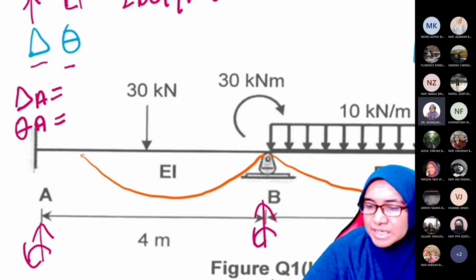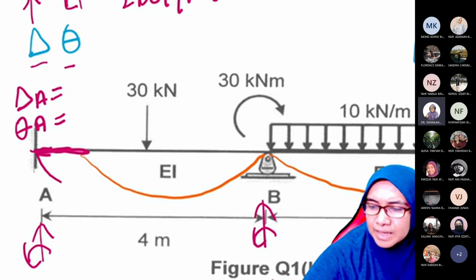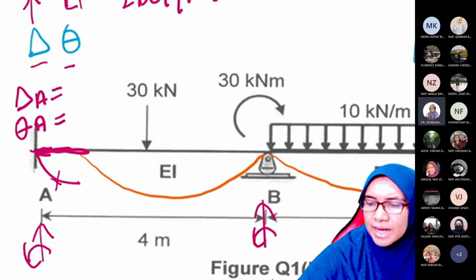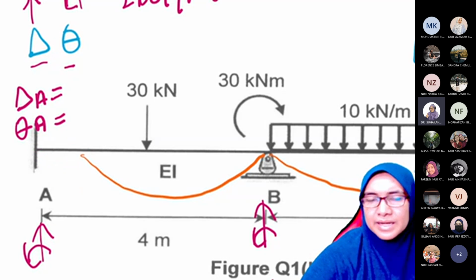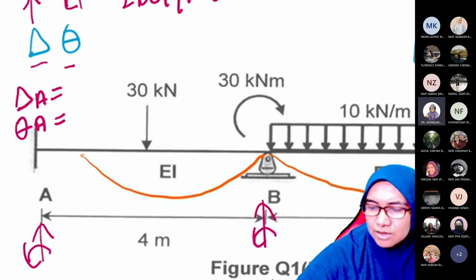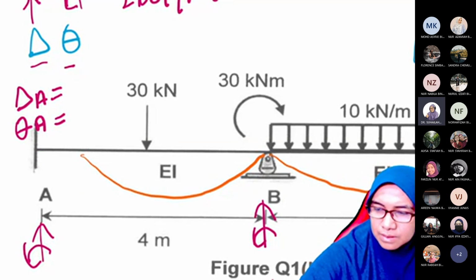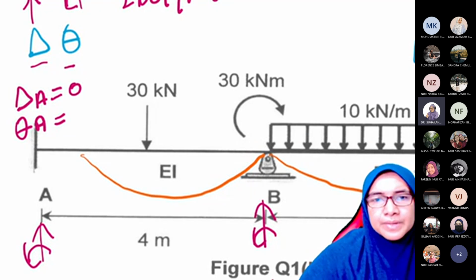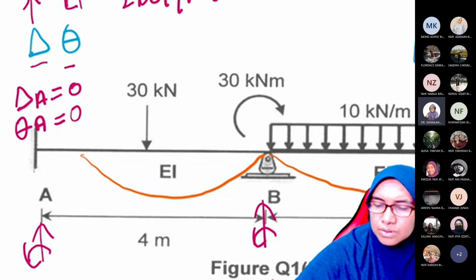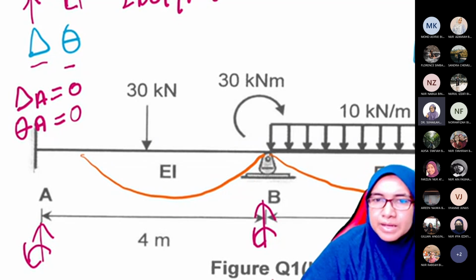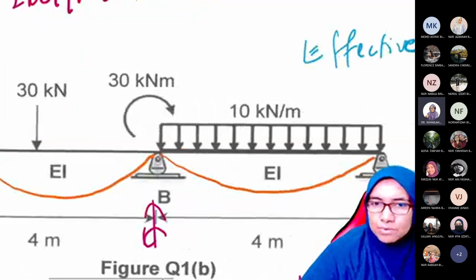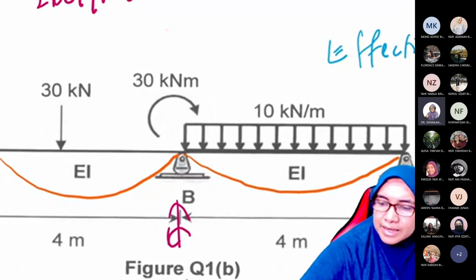From the deflected shape ni kat sini, kenapa kita lukis tu, kita tak lukis 0? Okay, sebab kat sini dia 0 kan. So at fixed support, delta is 0. Theta is also 0. Okay, delta is 0, theta is also 0. Okay, now look at B. Ada delta, ada theta.